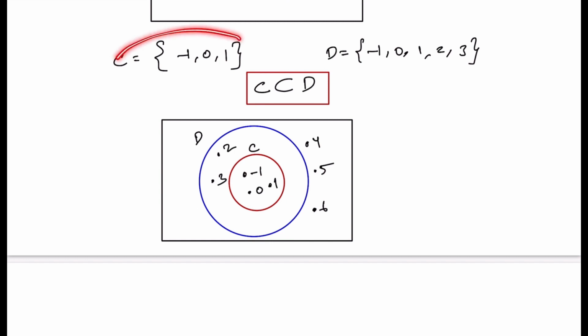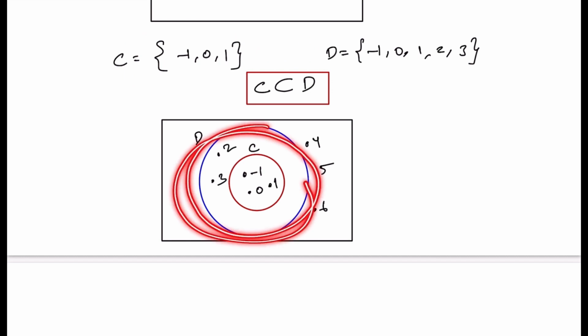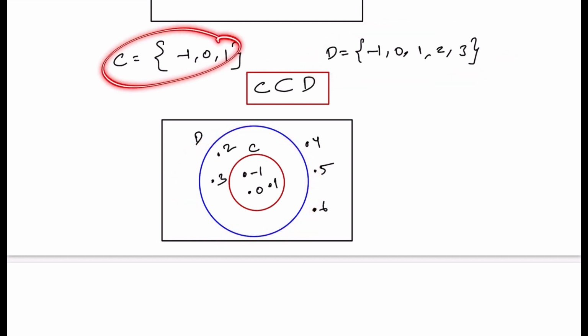Now here, what is the subset? C is a subset of D, so the region of C will come inside D. Okay, so this is the region of D. Now here D is a superset. If C is a subset of D, then D is the superset and C is the subset. So the subset will come inside, and the superset will be outside. Okay, so this is the superset, and this is the subset which is inside of D.